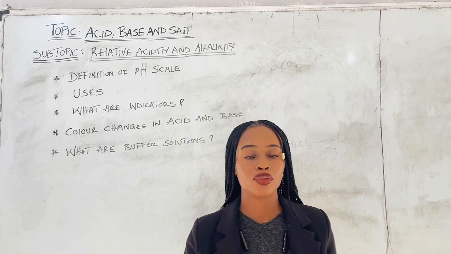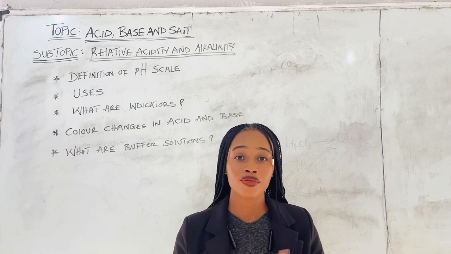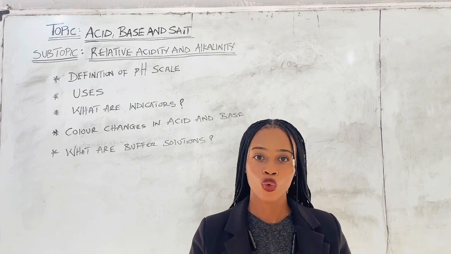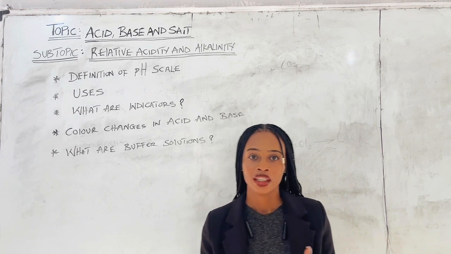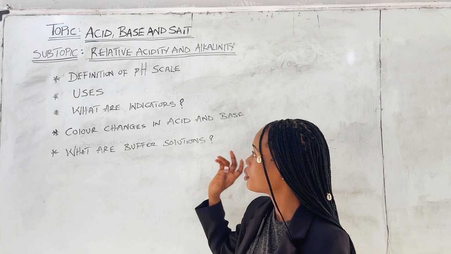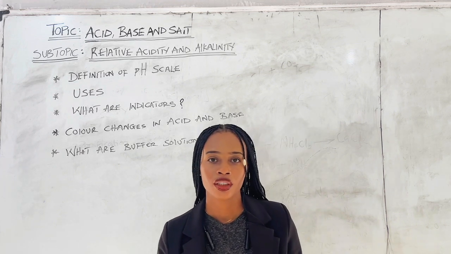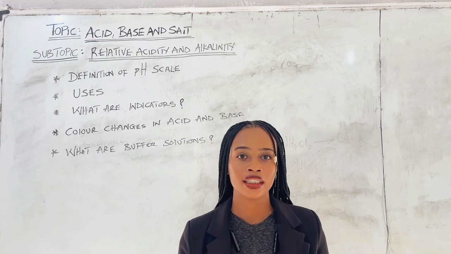Another importance is in the pharmaceutical industry, the industries that produce drugs, and pH is also necessary in those industries. We also have food industries, and it's also useful in water treatment. So these are just a few of the uses of your pH scale. I hope you understand. Moving on, the next thing we'll be discussing are indicators. Under acid, base and salt, we have what we call indicators. So what are indicators?